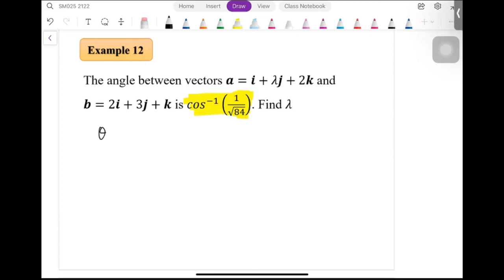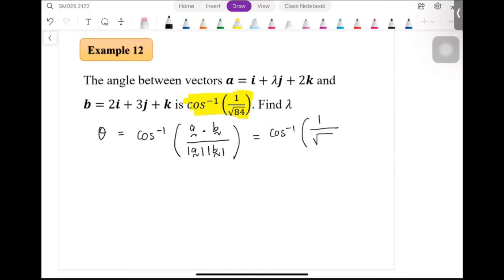We know that in order to find the angle, our formula is basically arc cos of vector A dot with vector B divided by its magnitude. So now we can compare this with arc cos of 1 over sec 84. So let's find one by one first. For the first part, A dot B.